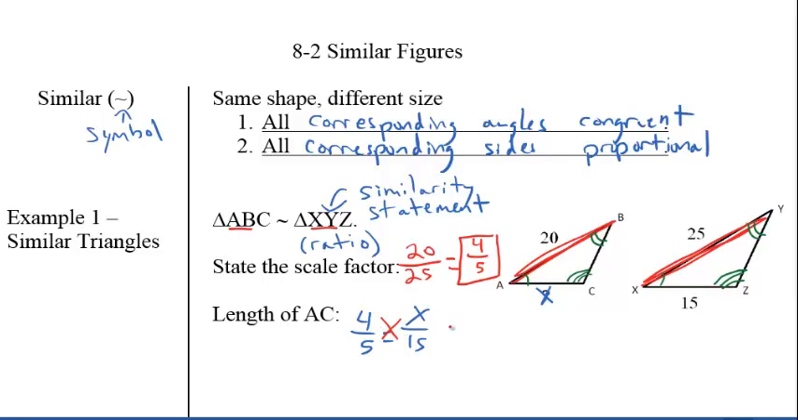5 times X is 5X, which is equal to 4 times 15, which is 60. And then divide by 5 on both sides. So X comes out to be 12. All right, so the length of AC is 12. That would make my sides proportional. 20 to 25 is the same ratio as 12 to 15.